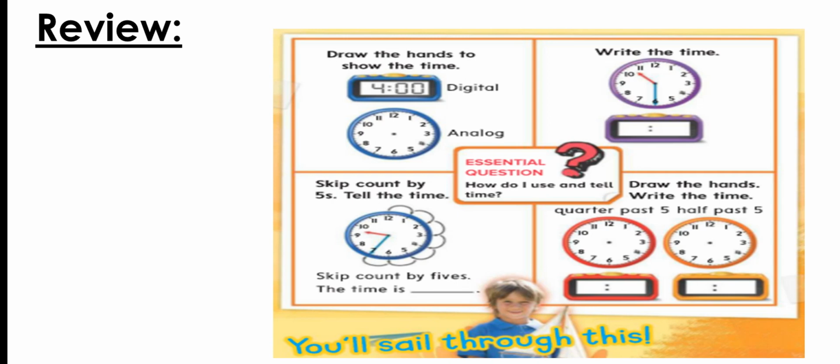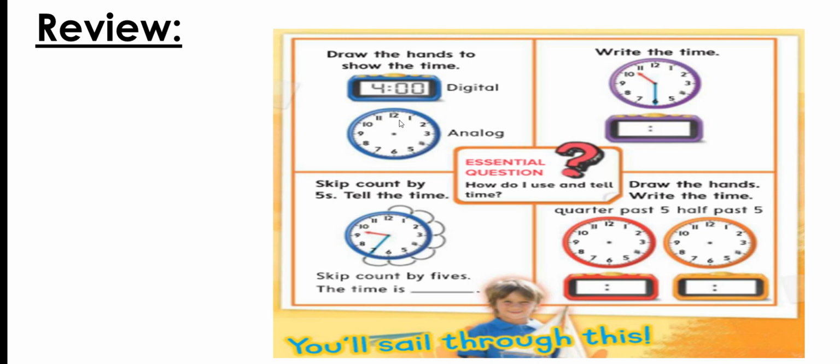Alright, let's review. This slide is about time. The first one says, draw the hands to show the time. Here we are revising time to the hour. The digital clock is showing 4 o'clock. How do we draw 4 o'clock in an analog clock?